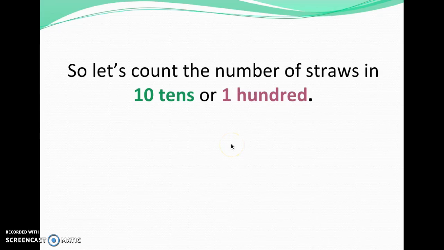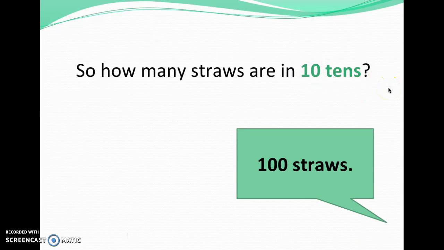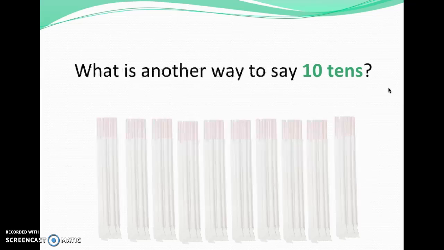So let's count one more time the number of straws in 10 tens or 100. Like I said before, this is just a reminder. Each of these bundles has 10 straws in it. So 10, 20, 30, 40, 50, 60, 70, 80, 90, 100. There are 10 tens in 100. So the value of 10 tens is 100 straws.